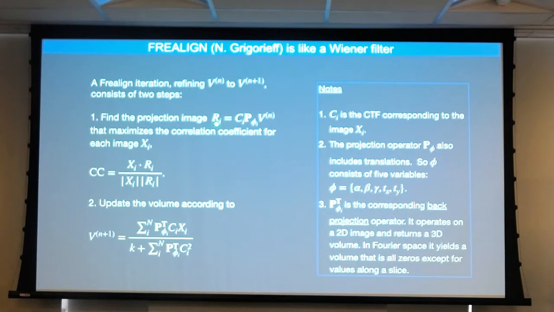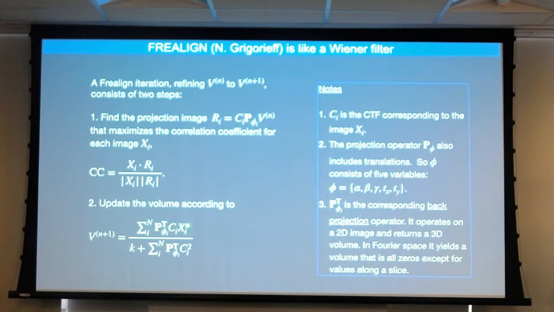The iterations are the following. First, you find the projection image, which is just like what I said, CPV, the volume projected and operated on by the contrast transfer function, that matches your given particle image, and it optimizes the correlation coefficient, which, remember, is a nice way of matching images. And then it updates the volume by something that looks a whole lot like a Wiener filter. In fact, this is almost exactly the same idea as the Wiener filter for multiple images that I showed you before.